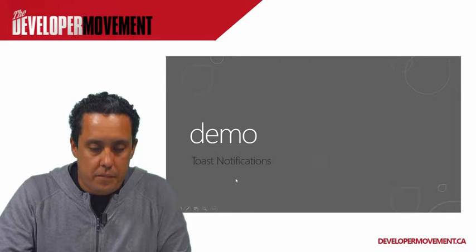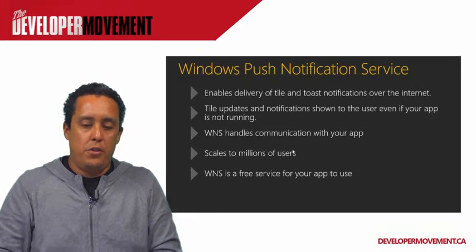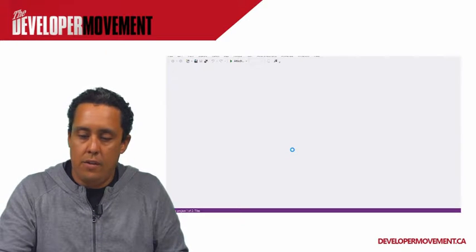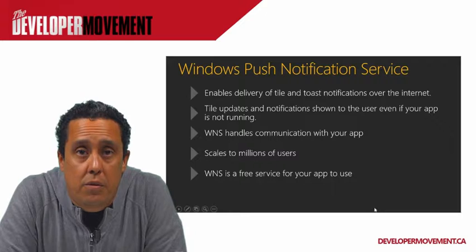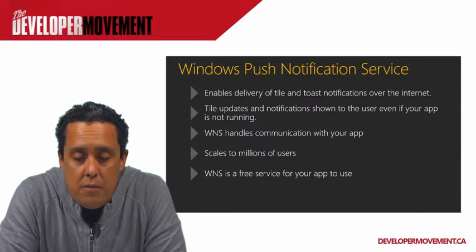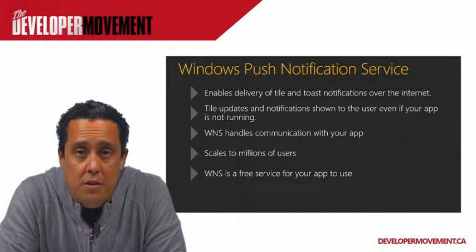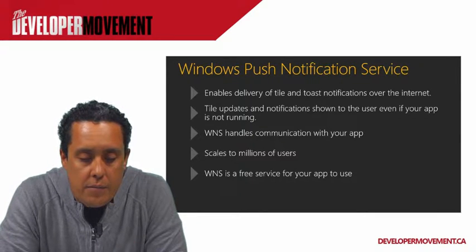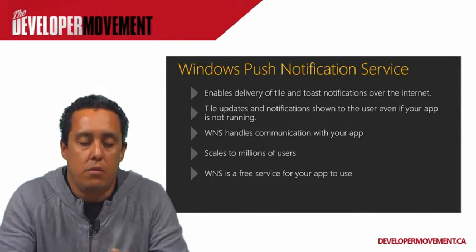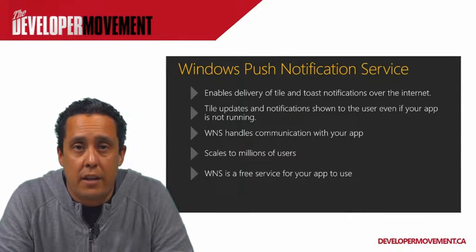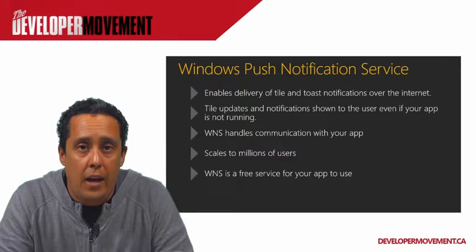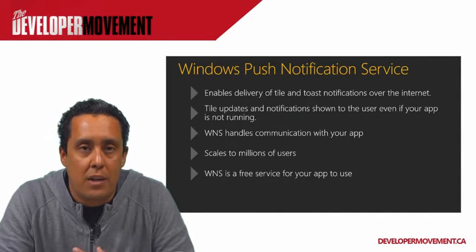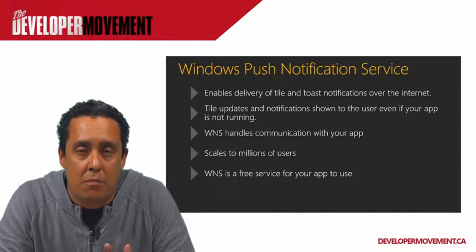So the next one is Windows push notifications. And here, if you've developed for Windows Phone, you'll be familiar. The push notifications are very similar to Windows 8. Basically, it allows you to, from a remote server, send a tile or Toast notification over the internet to the device.